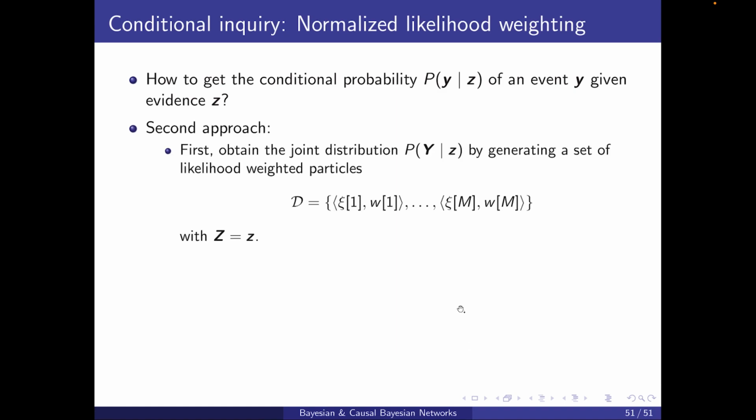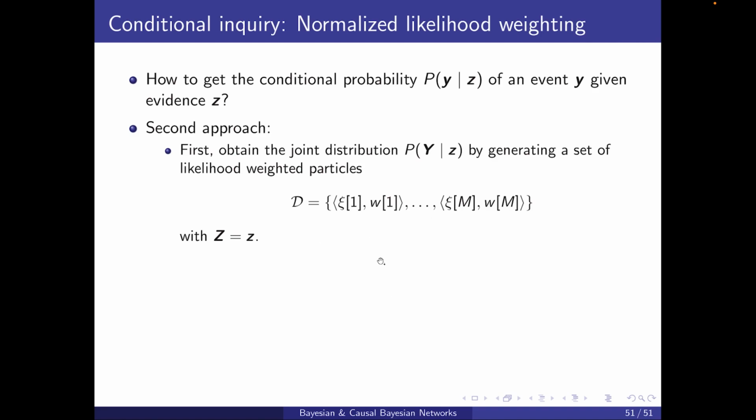There's another approach, and that is first we obtain the joint distribution of P of Y condition on Z by generating a set of likelihood weighted particles. So in this case, the difference is that here this is capital Y, so it's a joint distribution conditioned on the event Z. You may say, why is it called joint? It's not just called condition. It is condition, but we're interested in this Y part, and this is different from what we had here, which is just an event, a single value. It's all possibilities here.